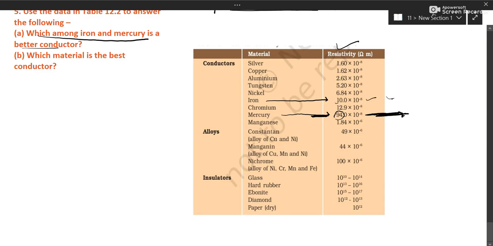So who's better conductor out of iron, mercury? Iron. Which material is best conductor? So you can see all the values and the minimum value of this. Silver. So silver is the best conductor out of this table. Okay. So you can see these tables and these values. See, rubber's resistivity is so high, 10 to the power 16, positive 16. Diamond, paper dry. So this is how you can conclude which is good conductor and bad conductor.